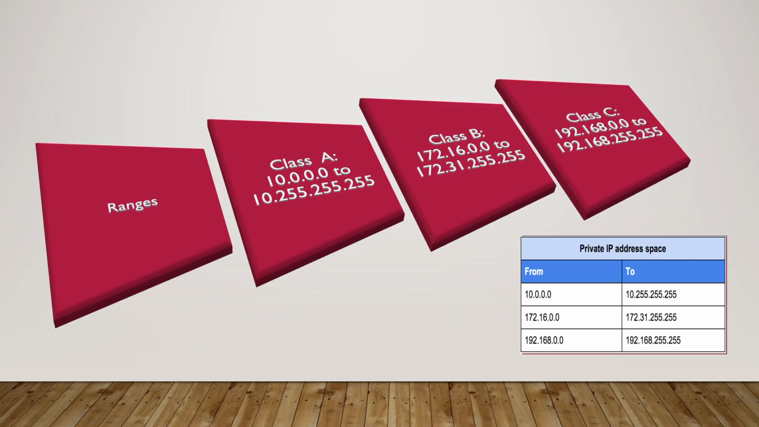The range of private IP addresses is for three classes, class A, class B and class C. For class A, from IP address 10.0.0.0 to subnet max 255.255.255.10. Then for class B, from IP address 172.16.0.0 to subnet max 255.255.172.32. And then for class C, from IP address 192.168.0.0 to subnet max 255.255.168.192.